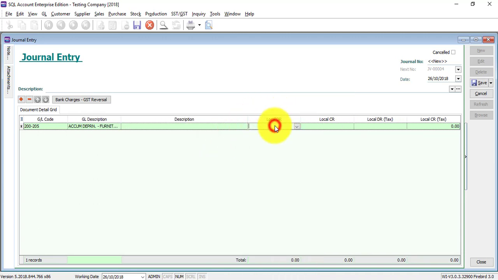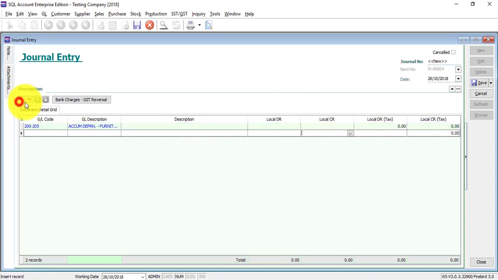But over here, you need to know whether you need to debit or credit the account. Then you need to select another account. And every time, you must make these two accounts balance out for the debit and credit side.